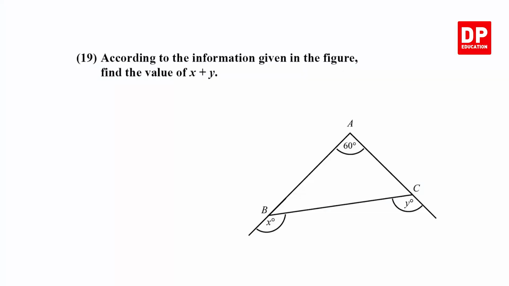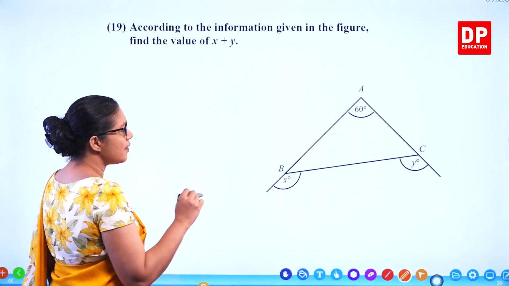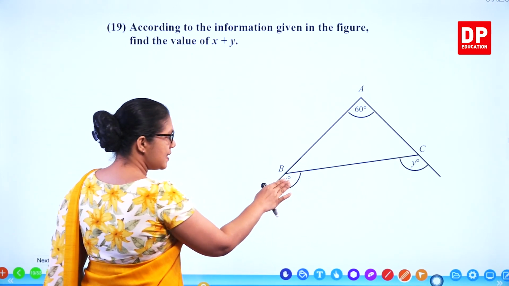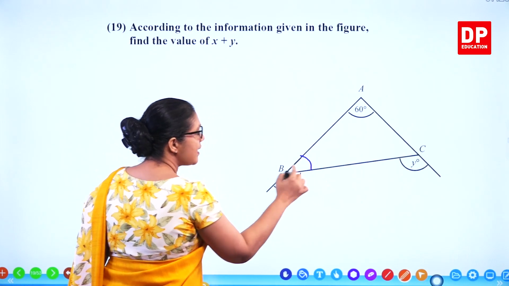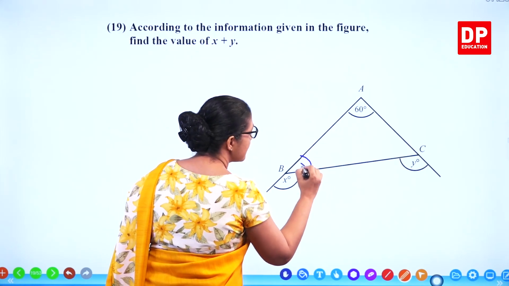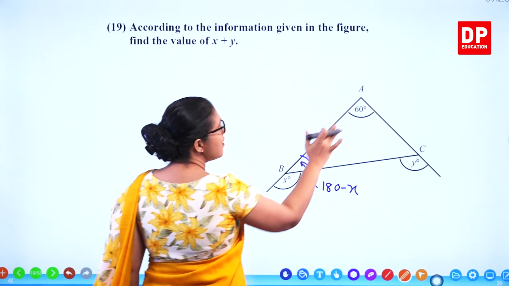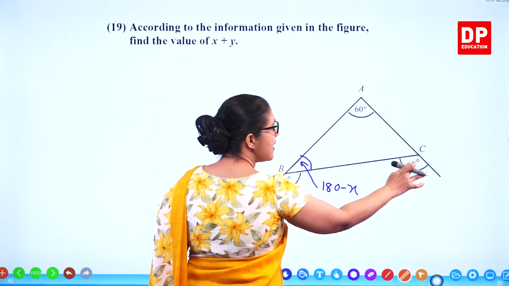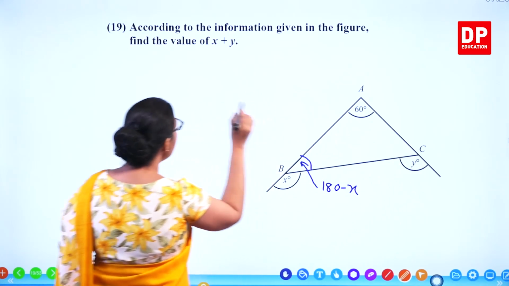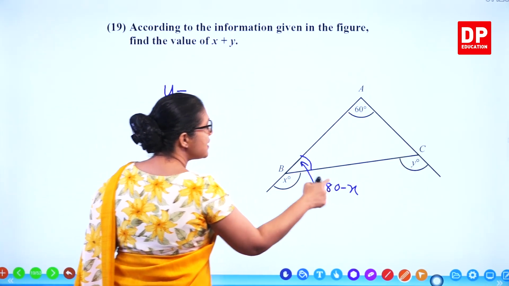Question number 19. According to the information given in the figure, find the value of x plus y. How can we find out? Now look carefully. If this is x, what is this angle? This is a straight angle. 180 minus x is this. Now you can apply these two angles with this one. So this is the exterior angle. So the exterior angle is equal to the sum of opposite interior angles.